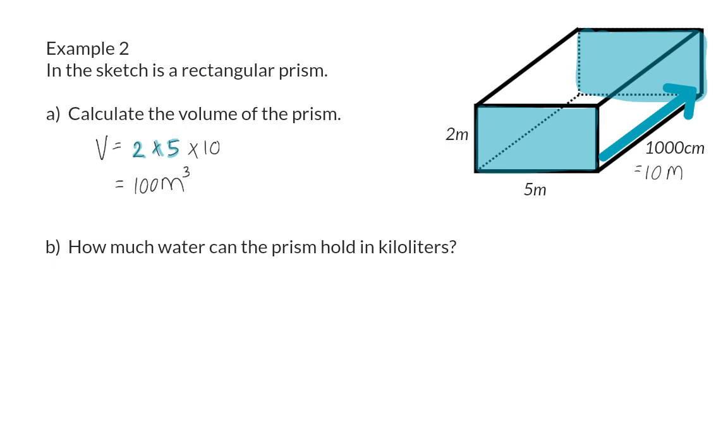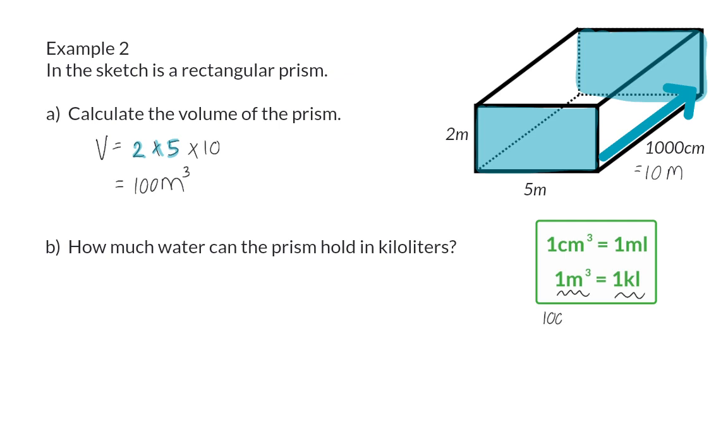Question B. How much water can the prism hold in kiloliters? For this you need to remember that 1 kiloliter is the same as 1 cubic meter, which means that 100 cubic meters will be the same as 100 kiloliters. So this prism can hold 100 kiloliters.